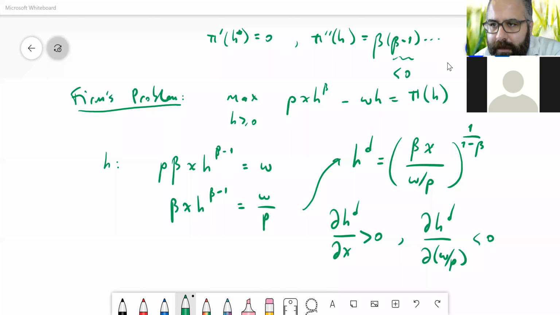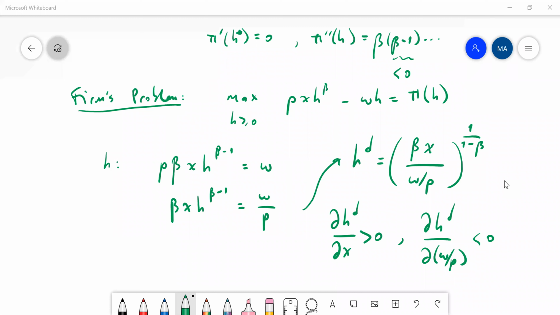Welcome back again. This is the third part of our fifth lecture. We are working on the toy general equilibrium model. This is where we left before the break. We solved the firm's problem.